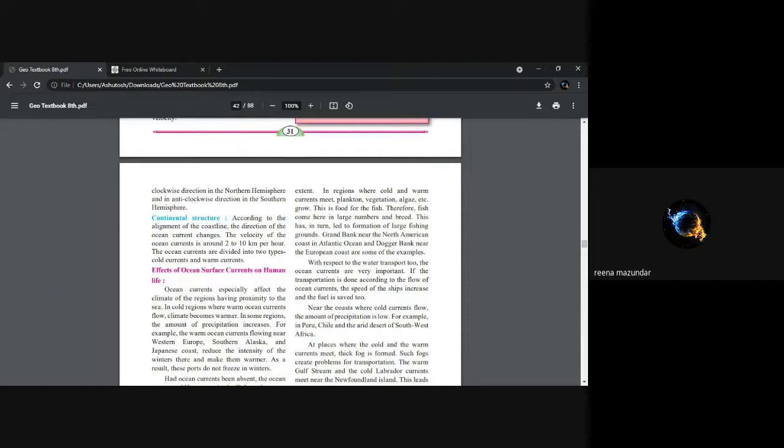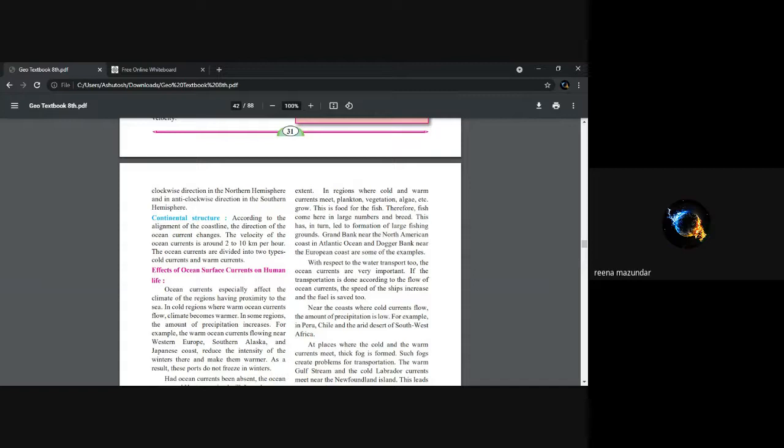Now, next question, Hariom, I'm going to ask you. Listen to the question carefully because always Mansi and Nidhi are answering, so I will put the question to you. What happens where cold and warm currents meet? In regions where cold and warm currents meet, plankton, vegetation, algae, etc. grow. This is food for the fish. Therefore, fish come here in large numbers and breed. Very good.